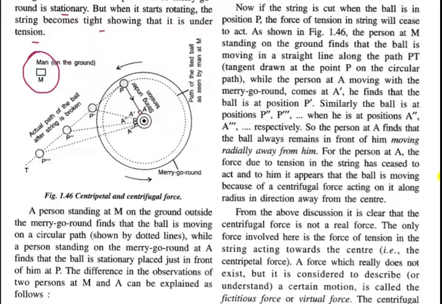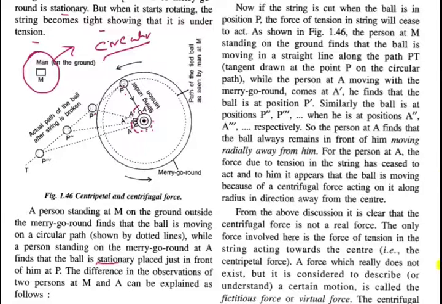finds that the ball is stationary, because when the thing is moving in a circular path, when A moves to A dash, at the same time the ball moves to P dash, right? So that's why A finds that the ball is stationary, placed just in front of him at P. The difference in the observation of the two persons: M sees that the ball is in circular motion because he is not on the merry-go-round, and the person sitting inside the merry-go-round observes that the ball is at the same position.